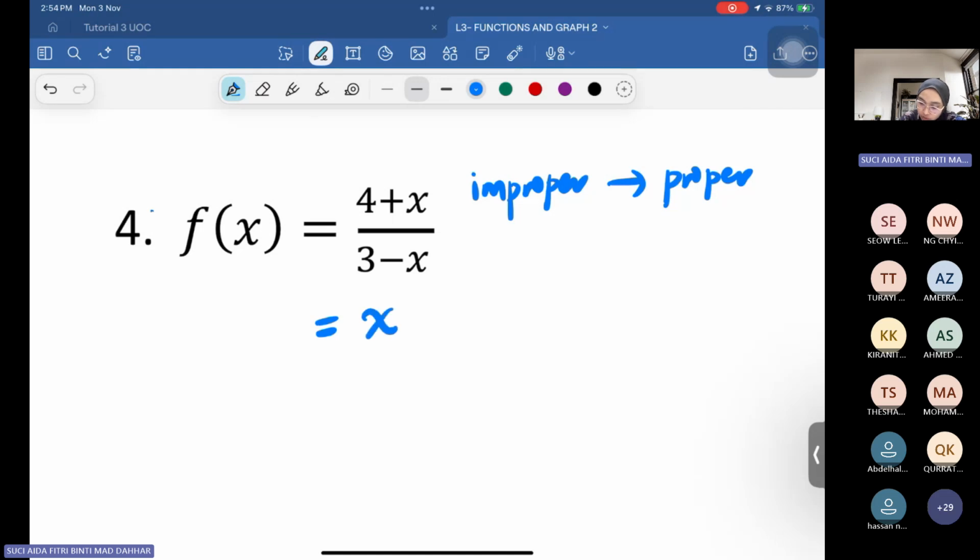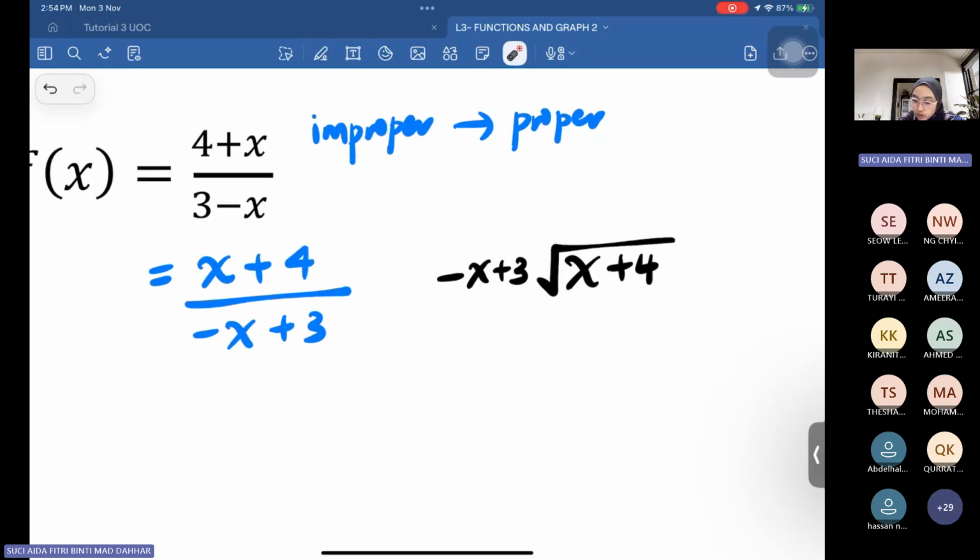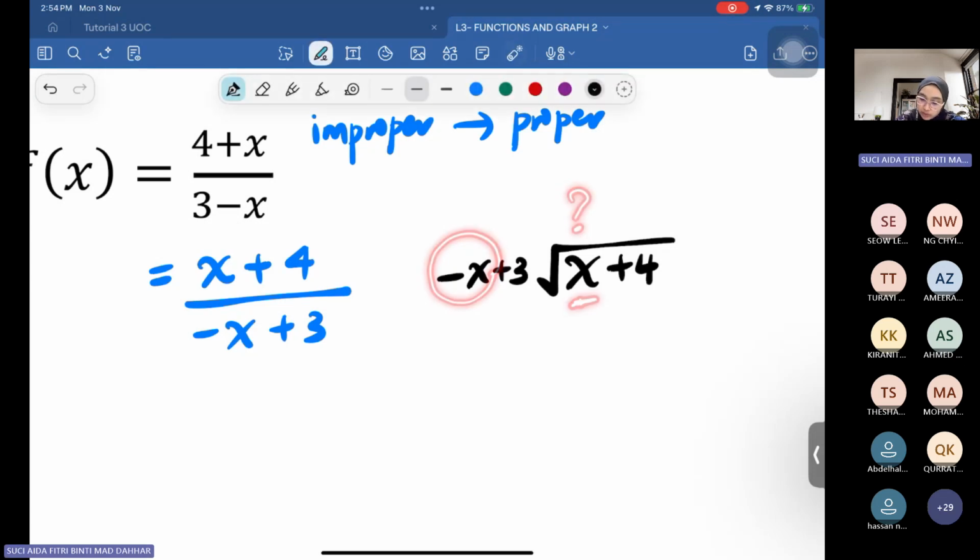Okay, let me just rearrange this accordingly. We need to see x in the front. So this will look like this. So I'm going to perform a division: x plus 4 divided by negative x plus 3. Okay, how do we perform division? You need to think, negative x needs to be multiplied by what so that it can get you x? It must be multiplied by -1. So I'm going to multiply by -1 up here.